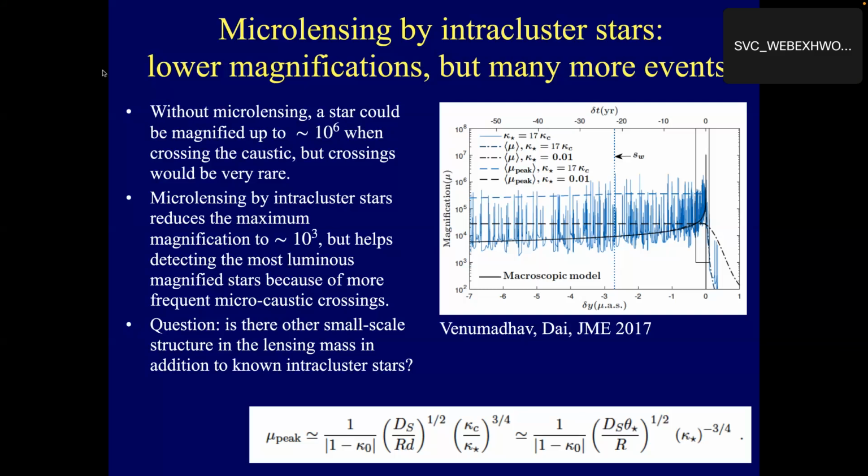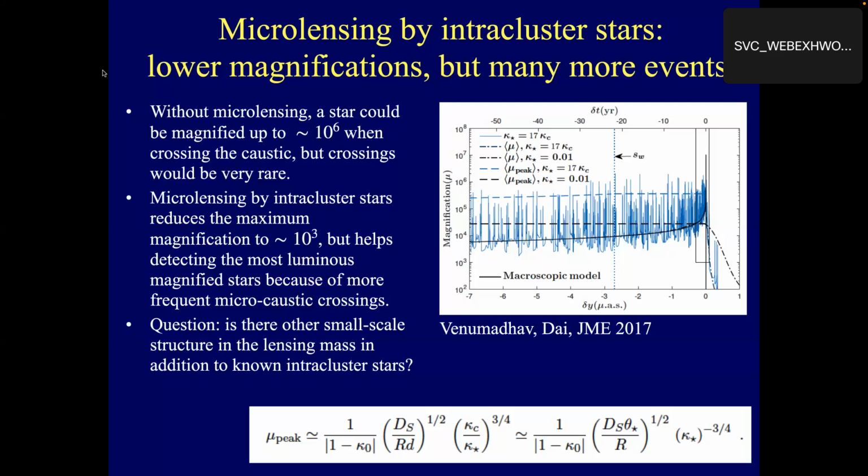Instead of this, there is some small-scale structure, which we know is there. Even if the dark matter is perfectly smooth, we know that there must at least be intracluster stars. Now, on top of that arc, there is no galaxy, but we know that in clusters there are intracluster stars because of all the tidal stripping going on at the outer parts of galaxies. So everywhere there are intracluster stars. This reduces the maximum magnification to 10^3. This formula, the peak magnification, is basically this part, distance divided by radius of the star, square root. But this reduces that.